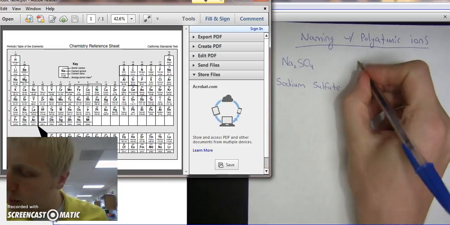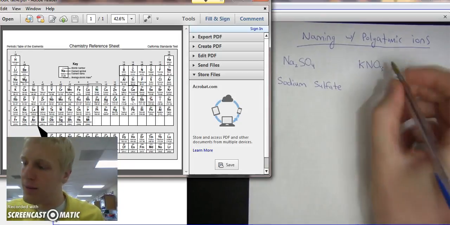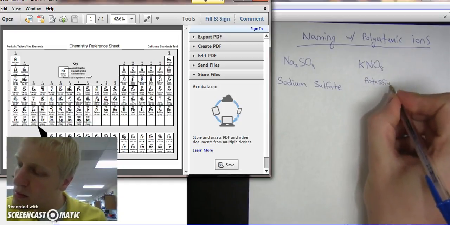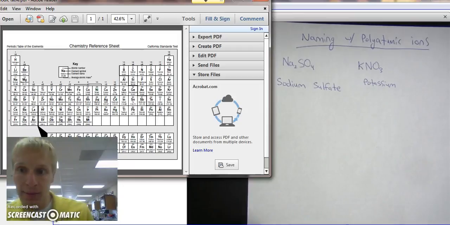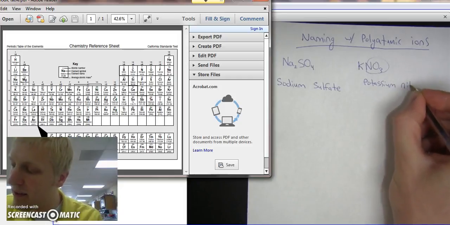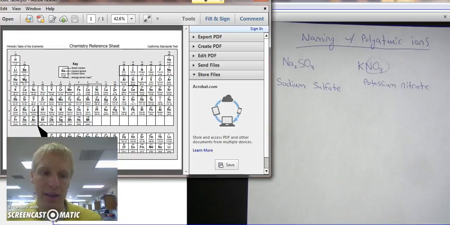Doing another example, let's say we have KNO3. We write the name of the first element, potassium. And then we write the name of the second element. Usually we change the ending to IDE, but since it's a polyatomic ion, we just write the name of the polyatomic ion, nitrate. Potassium nitrate.